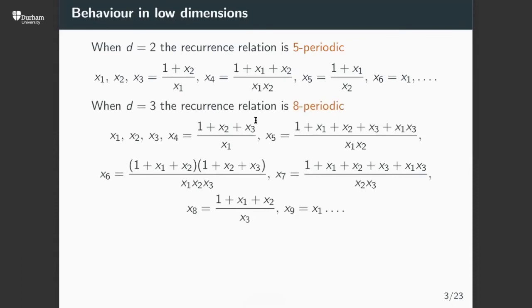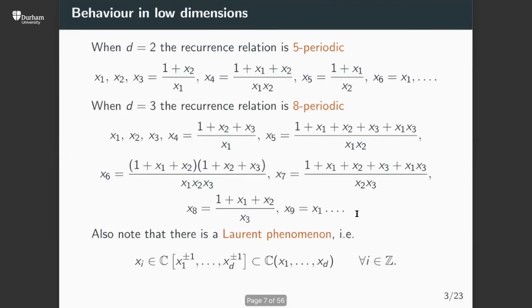And the same thing happens when d is 3. This recurrence relation actually is 8-periodic. So the period of the sequence increases a bit, but you still get this very nice periodic sequence, and these are the terms in the sequence here.